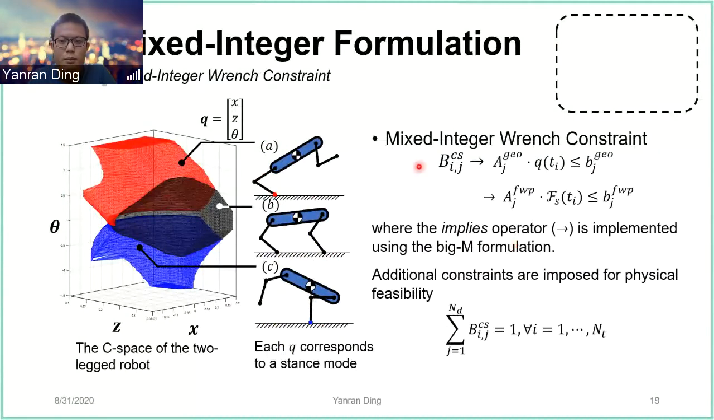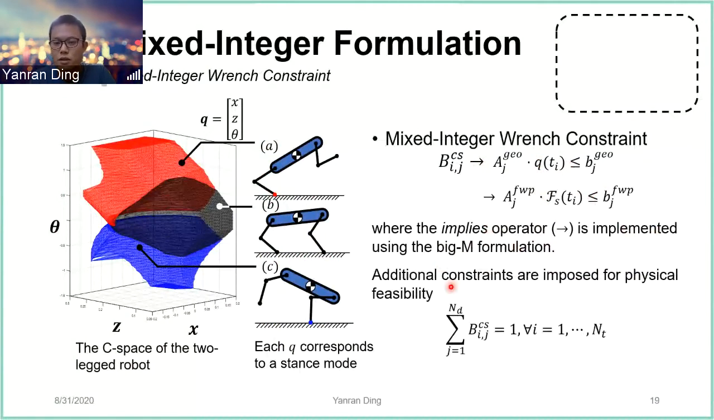We do it by assigning a binary variable to each cell of the C space and then construct a binary matrix B. And when the ij-th entry of the matrix is equal to 1, the following constraints are activated. The first one says the configuration of the robot at time ti resides within the cell J. And when the configuration resides within the cell J, then the set of constraints corresponding to the FWP constraint with this cell is activated. The implies operator is implemented using the big M formulation.